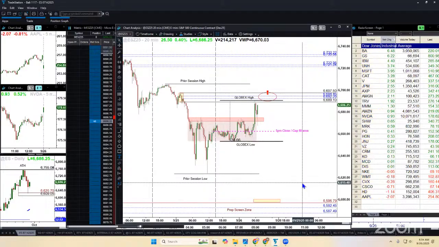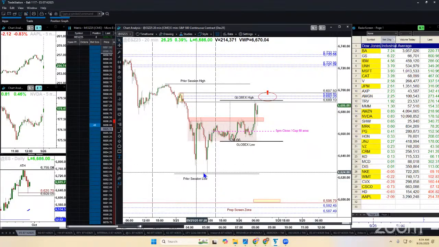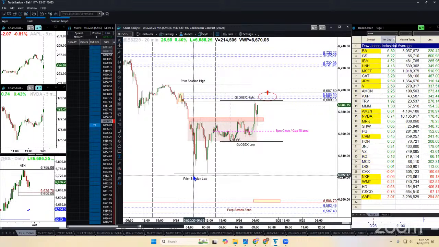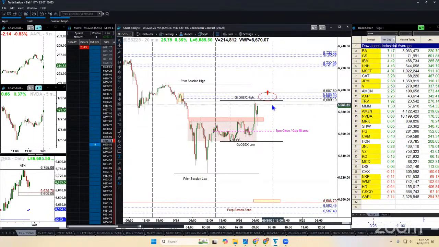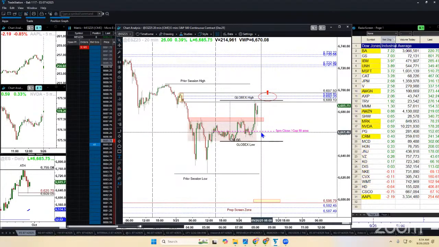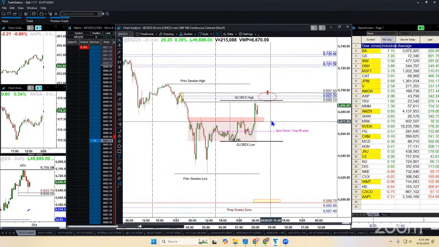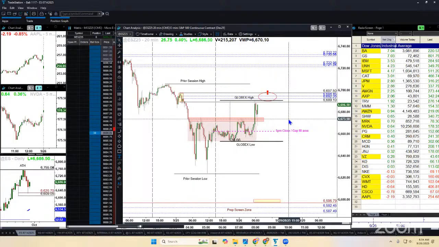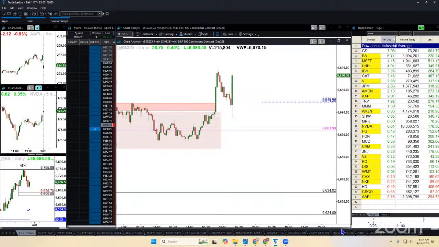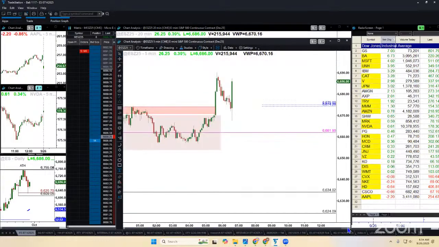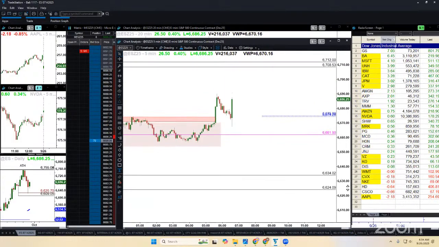Now, on inside days, current price is inside the prior session's range. Okay. We look for zone entries only. We anticipate a gap fill. The better trades often happen later in the session, between 10:30 and 11 a.m. Eastern. So if you're looking for that perfect type of trade, waiting a little longer may prove to be a better opportunity.